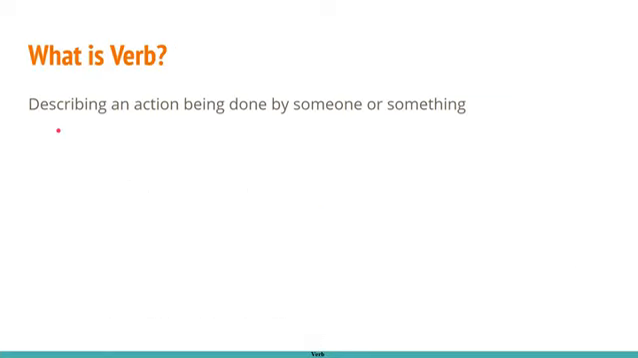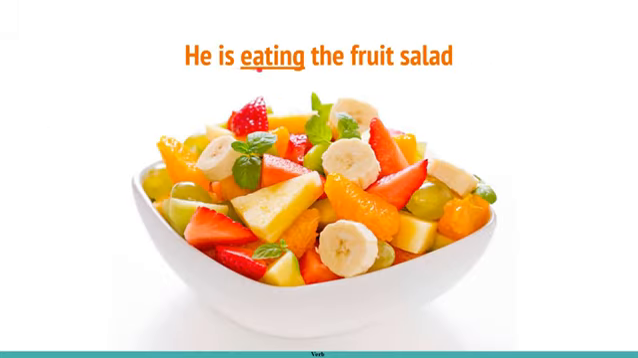So, what is a verb? A verb is nothing but that which tells us what the noun is doing, or it describes an action being done by someone or something. Now, let us see about different kinds of verbs. Okay, so here's an example. He is eating the fruit salad.